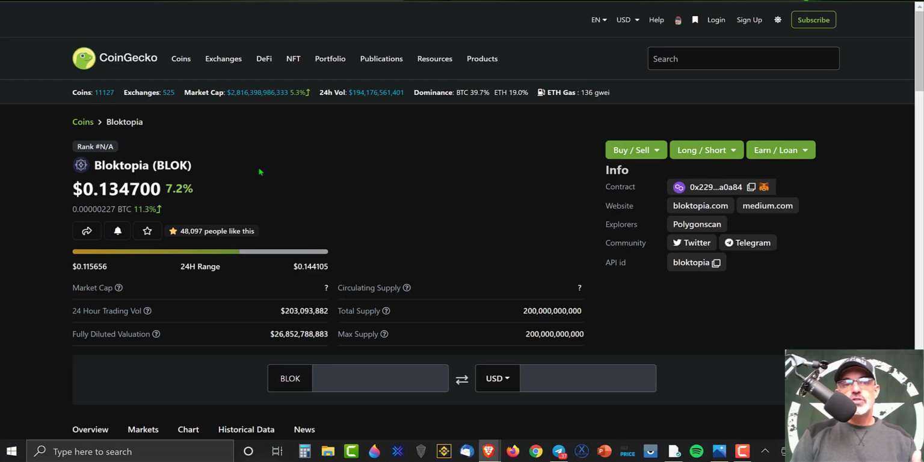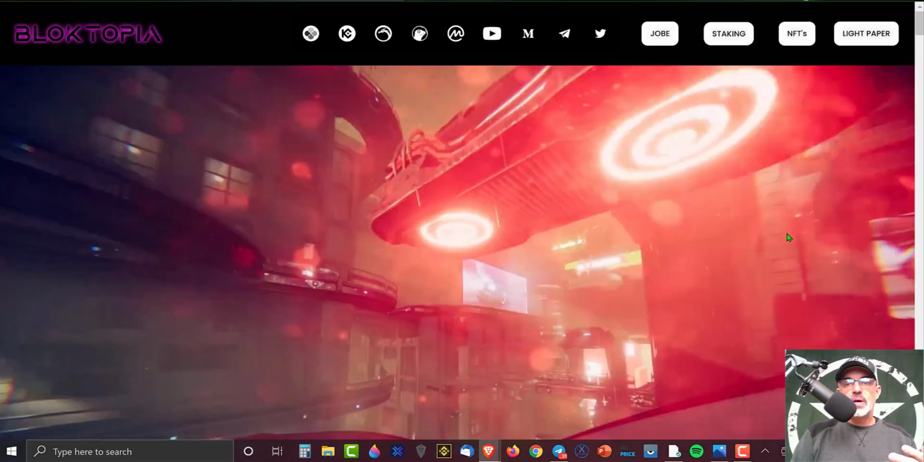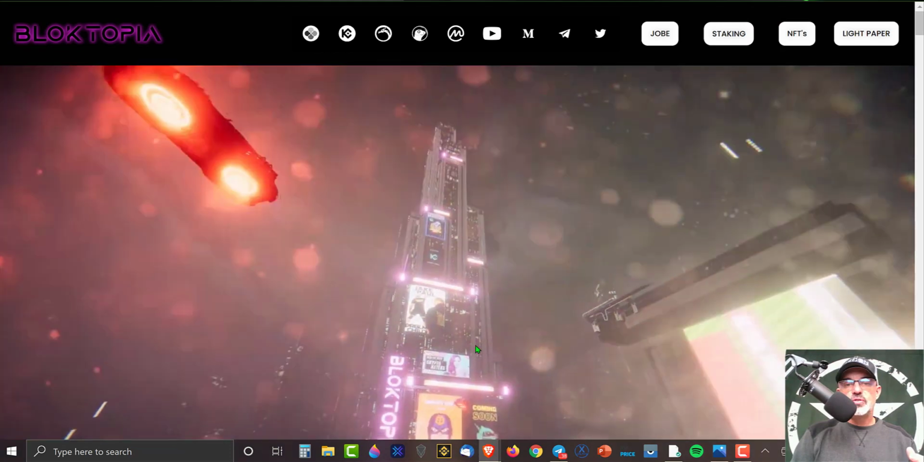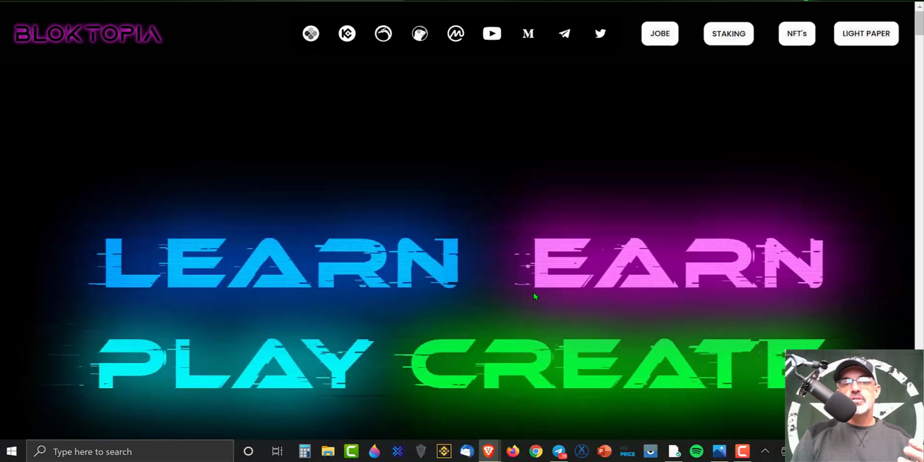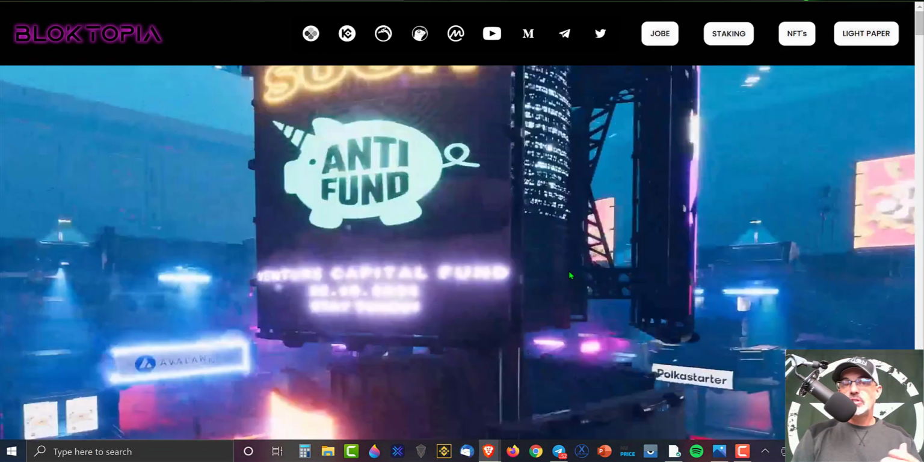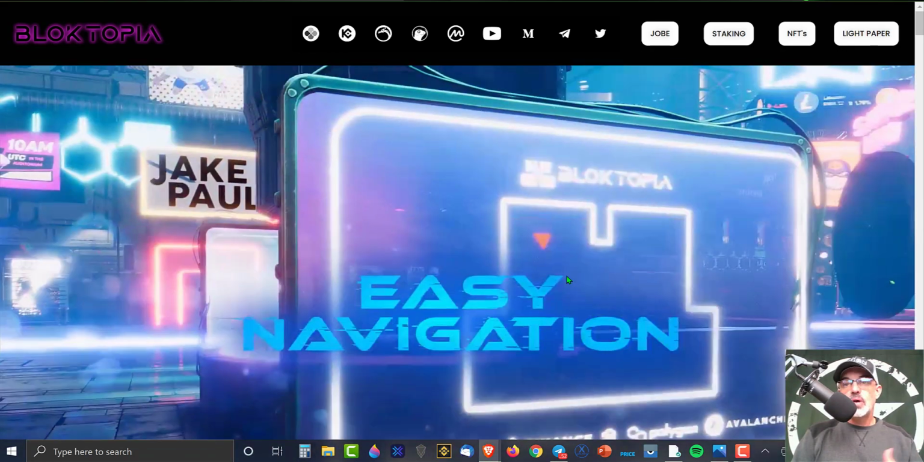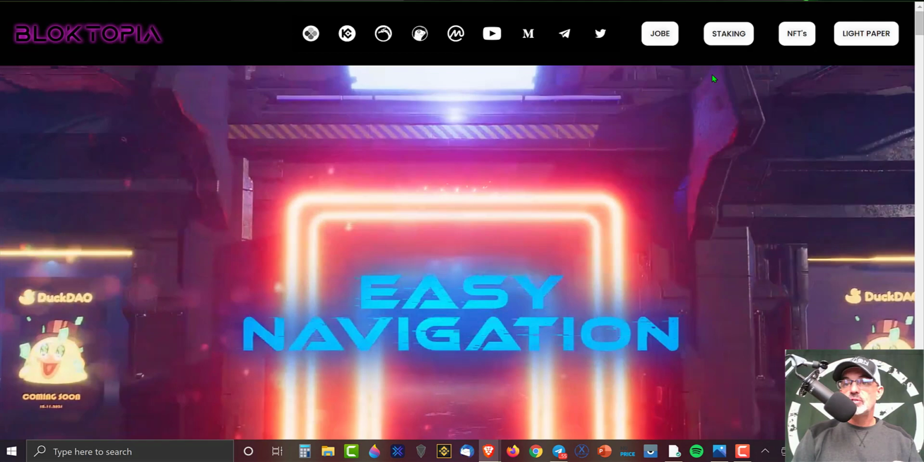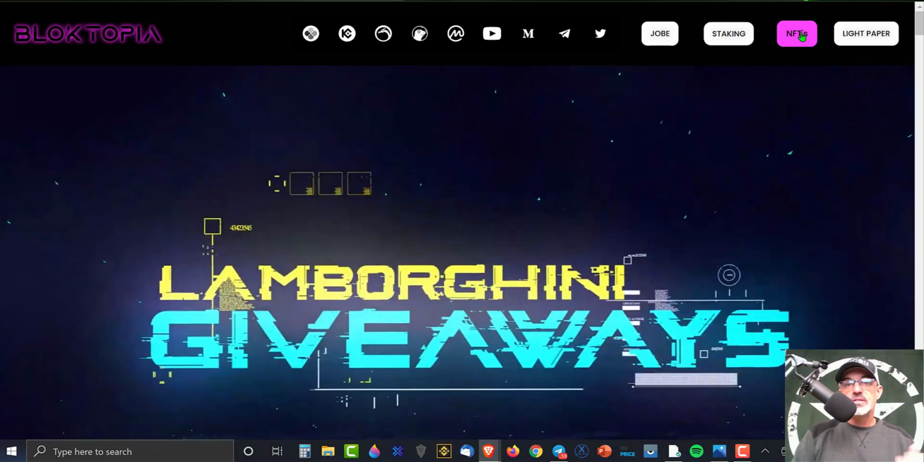So with that being said, if we jump back over here to CoinGecko, we can click on Bloktopia.com, which is their website, and that will bring you to their website. And you can see right now in this video, this is what their metaverse is going to look like. It is basically a skyscraper. You can actually own a part of the skyscraper and earn rent off of it. You can do staking. There'll be NFTs.